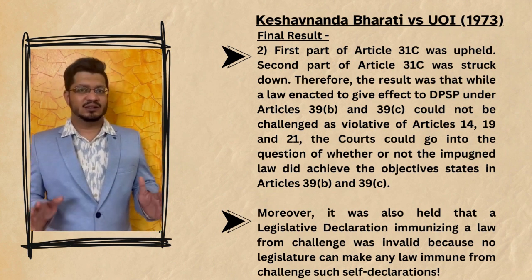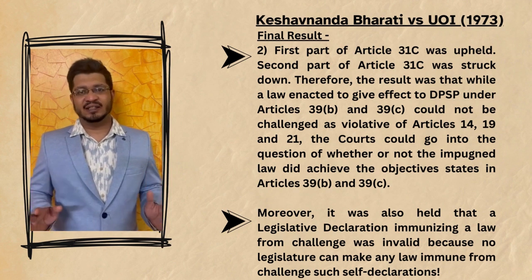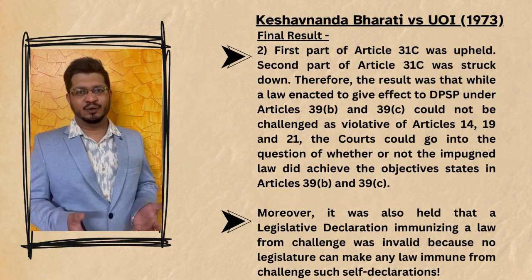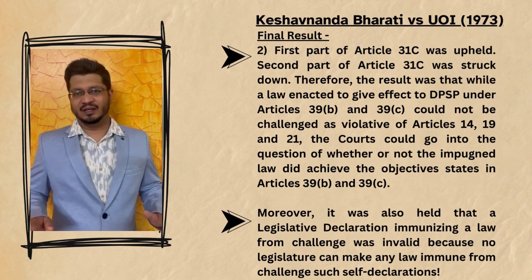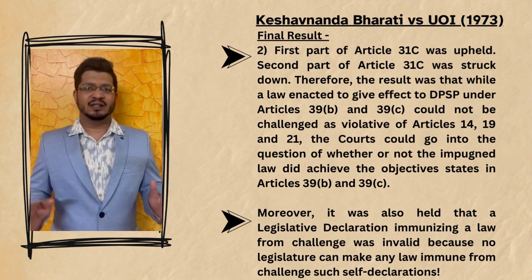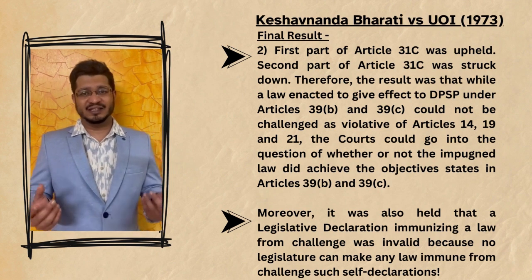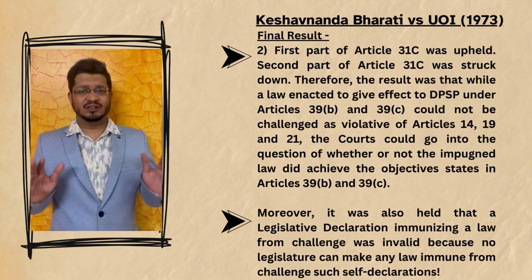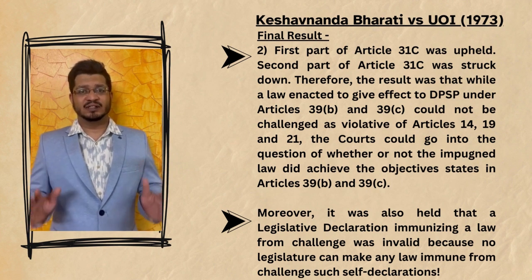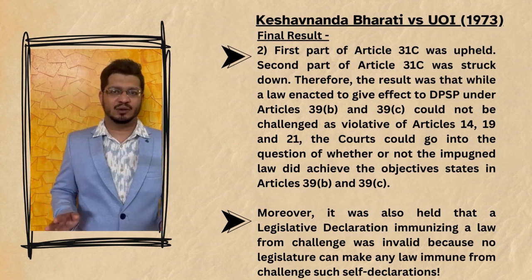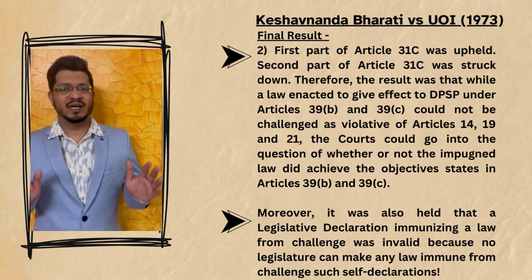Next, it was also held that any declaration by the Parliament immunizing any law from challenge before the court was invalid. No power, including the Parliament, could immunize a law from judicial review by such a self-declaration. It was the duty of the courts to decide such questions, and such a duty had to be enforced by the courts and not by the Parliament.